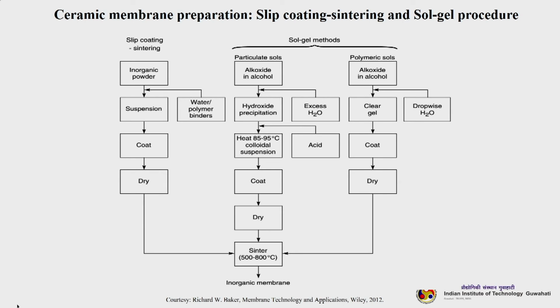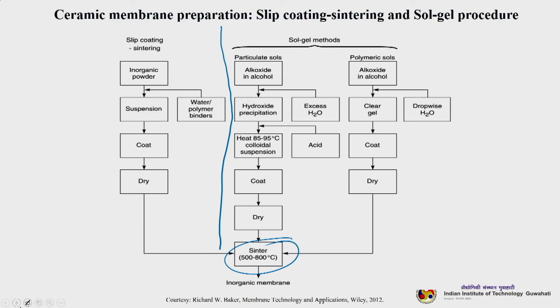Okay. This is a flow sheet basically. You can see you are preparing this in two distinct processes. Right till this drying process, the slip coating membranes are prepared. Then both slip coated tubular ceramic membranes as well as sol gel tubular ceramic membranes are finally sintered at 500 to 800 degrees centigrade to prepare the final organic, inorganic or ceramic membranes.